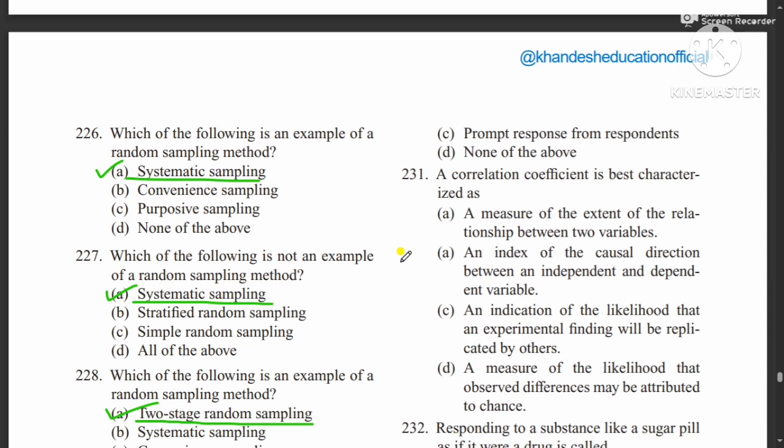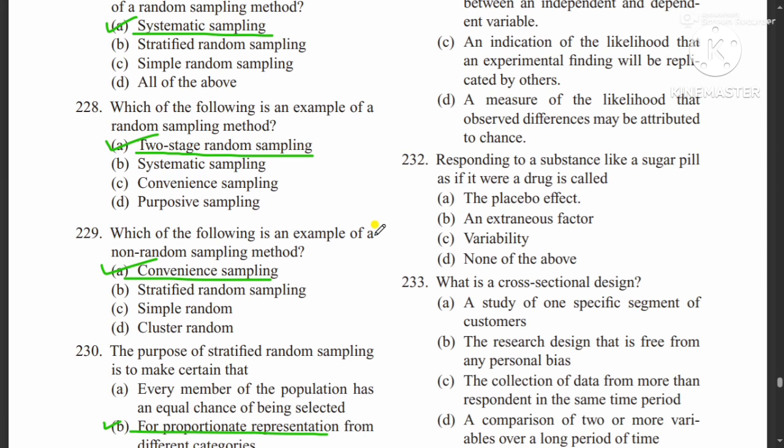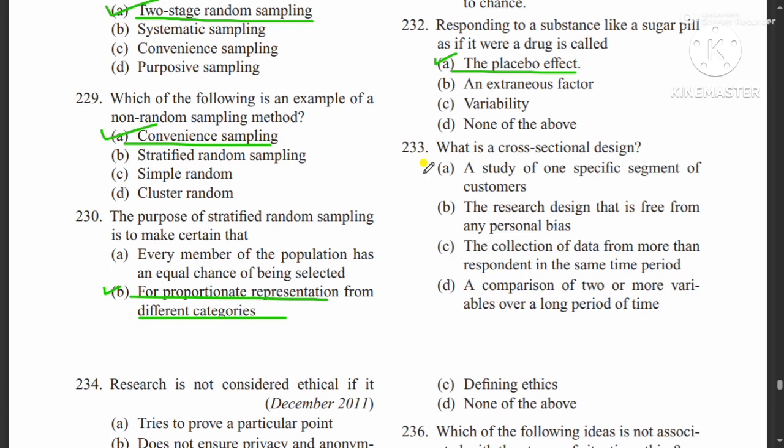Next, a correlation coefficient is best characterized as a measure of the extent of the relative relationship between two variables. Correlation. Option A is correct. Responding to a substance like a sugar pill as if it were a drug is called. So option A is correct. The placebo effect. It is related to medical issues.